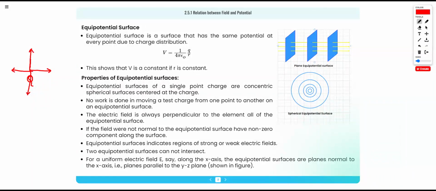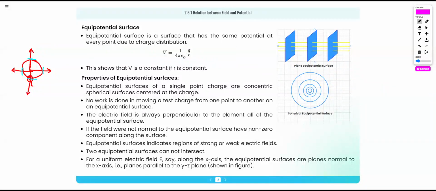Now, this is our electric field. If I draw an imaginary circle here, and if I check the potential here, here, here, here, the potential everywhere will be the same, and this is known as an equipotential surface. Why the same? Why not be the same?